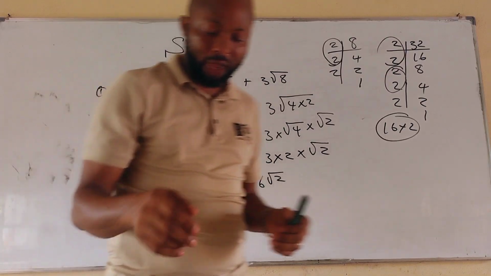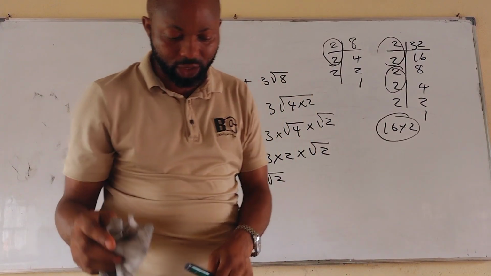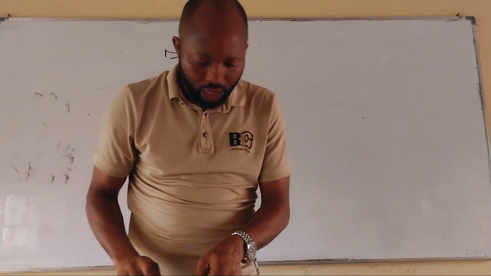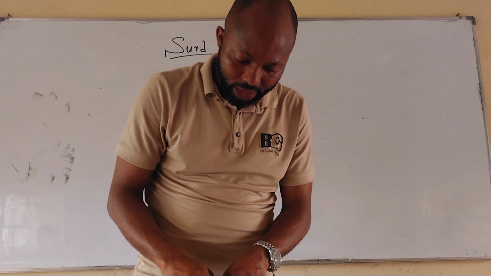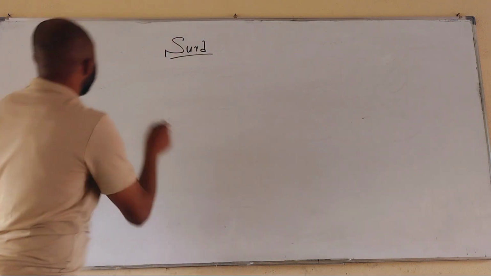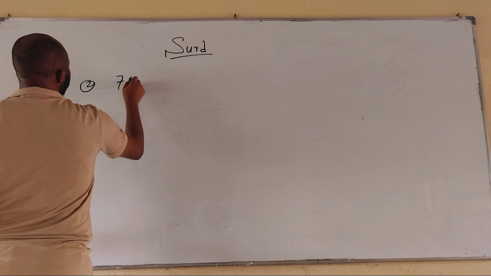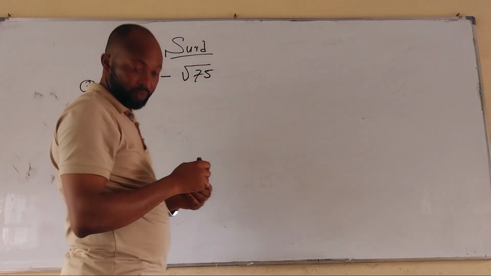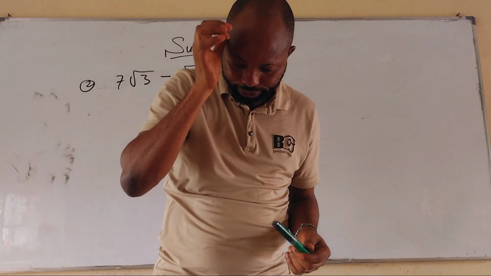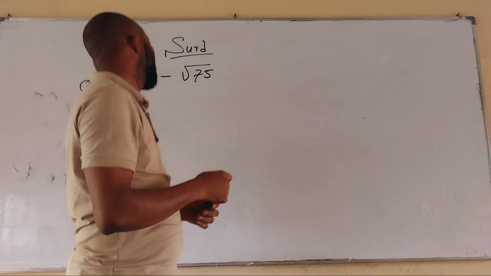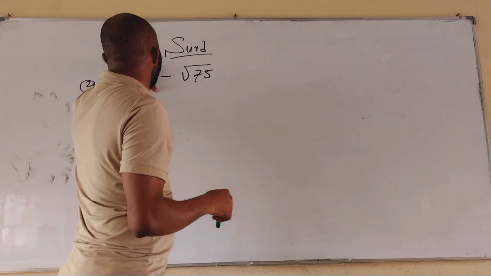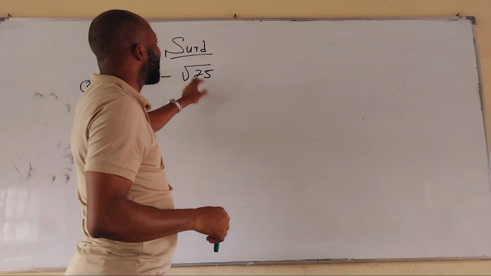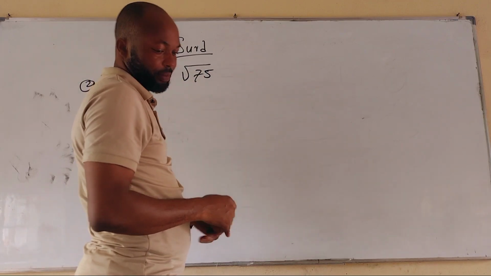Let's take another example. Evaluate 7 root 3 minus root of 75. Okay, that's correct. So this one is already in its basic form. We can't break it further. But this one is not. We have to simplify this to take it to the basic form.